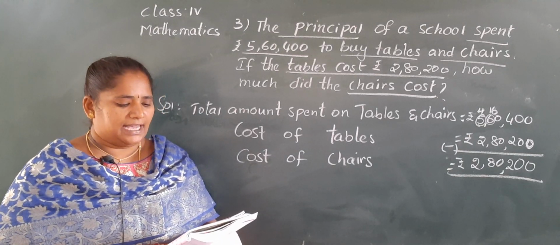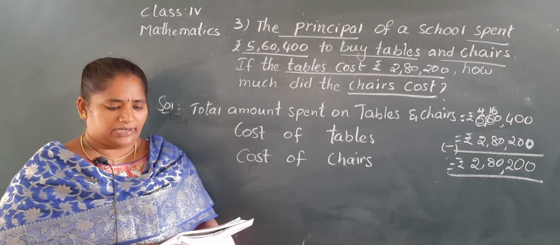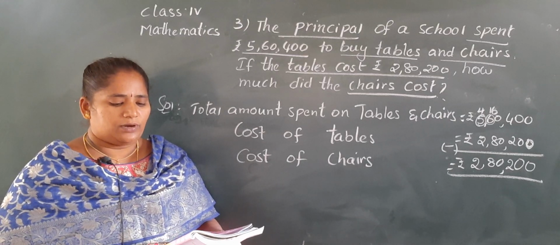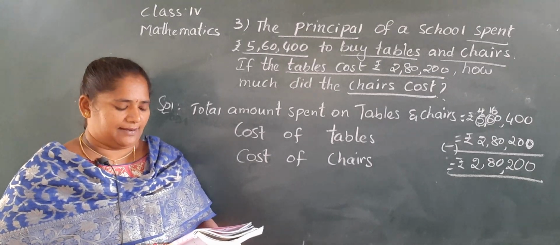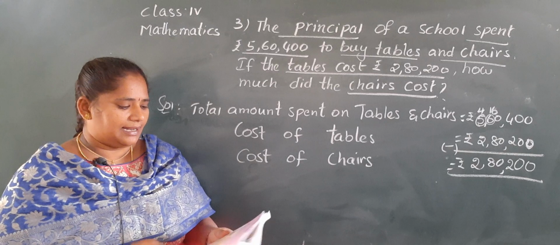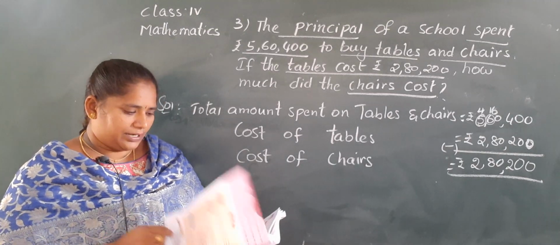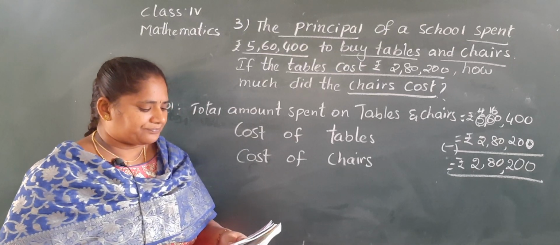Romila wants to buy a piece of land for 8,49,700 rupees. She has only 6,84,300 rupees with her. How much more money does she need? Same model, second problem model.